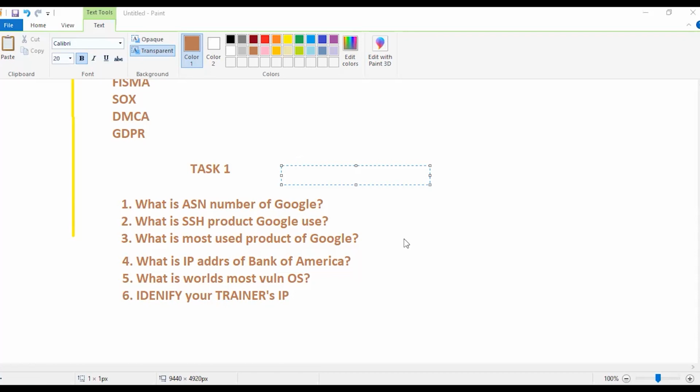Okay, so give me one. Someone is saying Windows is vulnerable. Someone is saying Linux is vulnerable. What is it? What is the SSH product Google uses?